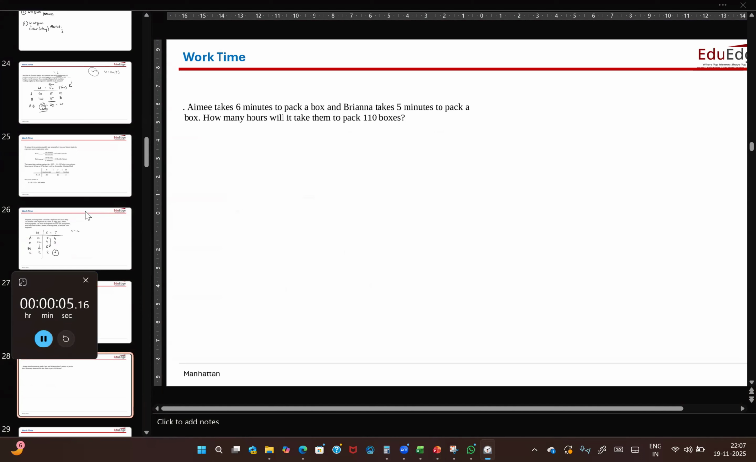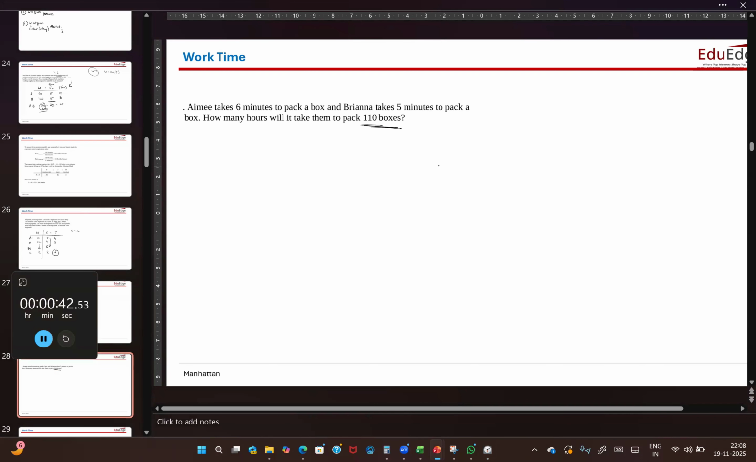It takes A 6 minutes to pack a box, and it takes B 5 minutes to pack a box. Now here, can you tell me which method you will use? LCM method or unitary method? I'm thinking LCM. LCM should be avoided when the work changes, because it's 110 boxes.